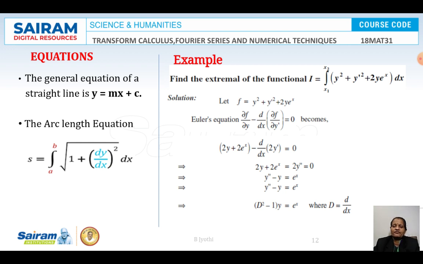The general equation of a straight line is given by y equals mx plus c, and the arc length of the curve is given by s equals the integral from a to b of root of 1 plus (dy by dx) the whole squared, dx. Let's see the example. Find the extremal.